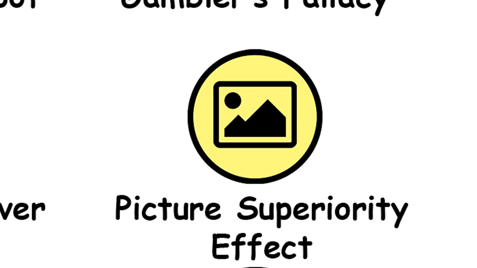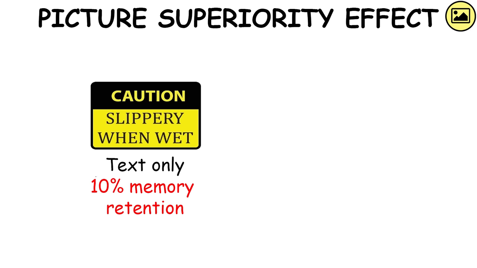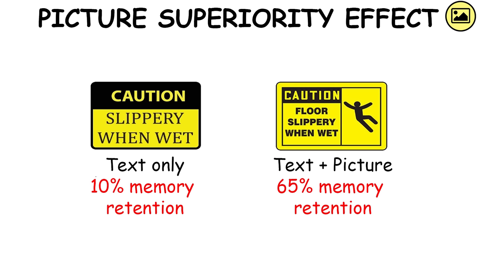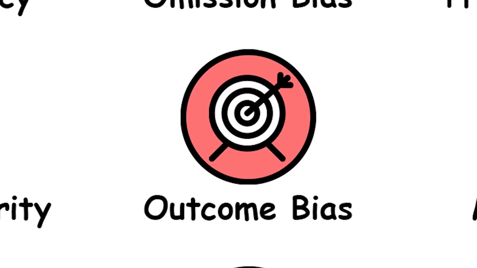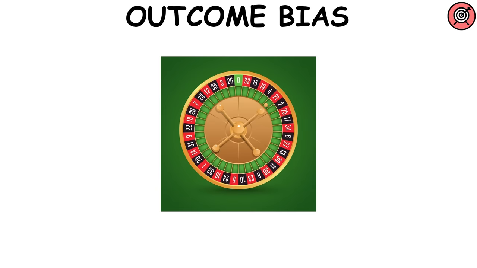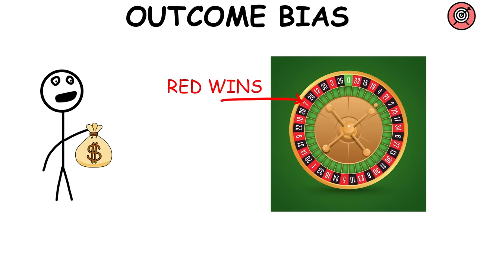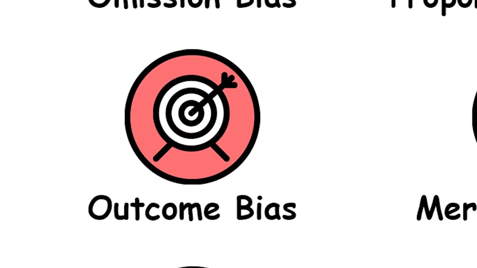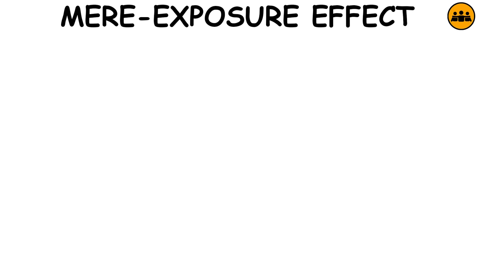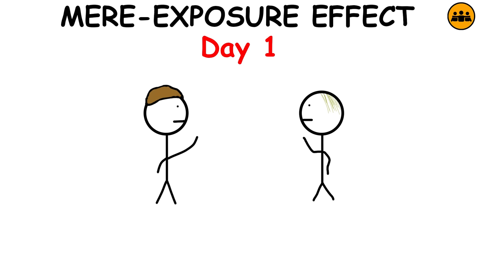Picture superiority effect. The notion that concepts that are learned by viewing pictures are more easily and frequently recalled than are concepts that are learned by viewing their written word form counterparts. Outcome bias. It's the tendency to judge a decision by its eventual outcome instead of the quality of the decision at the time it was made. Mere exposure effect. The mere exposure effect is a psychological phenomenon by which people tend to develop liking or disliking for things merely because they are familiar with them.